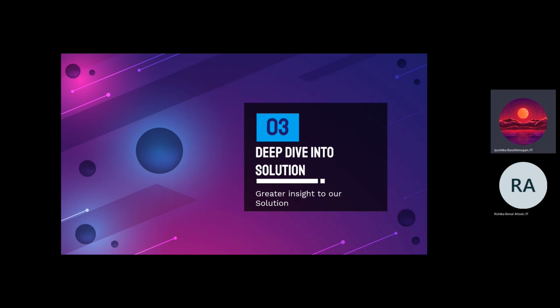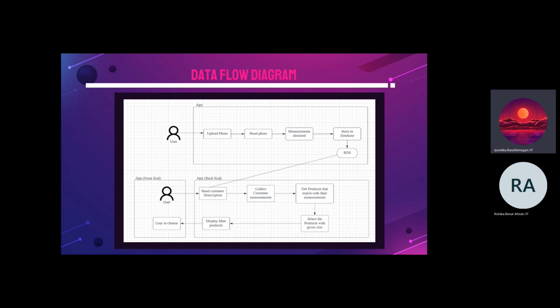Moving on, we are proceeding to the further delivery of our solution. This is the data flow diagram for our solution. Here we can see a user can upload a photo where the system will read it. Hence, measurements will be obtained and stored in the RDS database. The second part starts when the user logs into the system. Information and measurements of the user will be obtained from the RDS.